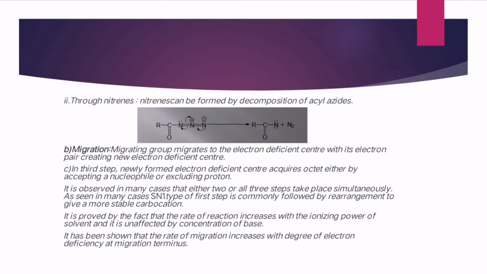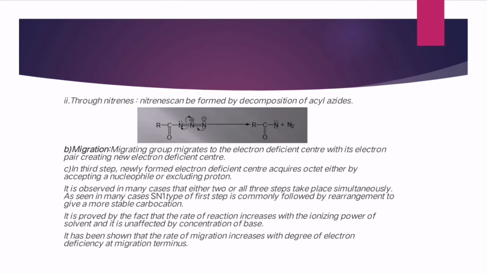The migrating group migrates to the electron deficient center with its electron pair, creating a new electron deficient center. In the third step, the newly formed electron deficient center acquires an octet either by accepting a nucleophile or excluding a proton, as we discussed below. It is observed in many cases that either two or all three steps take place simultaneously.